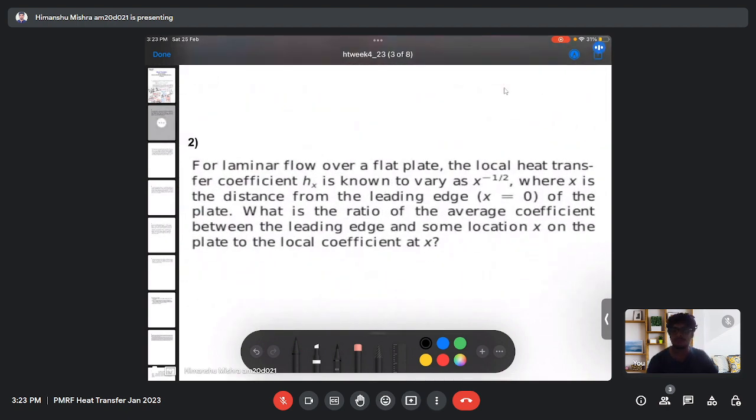So let's move to the next question. Here we have a laminar flow over a flat plate, and the local heat transfer coefficient hx is known to vary as x to the power minus 1 by 2, where x is the distance from the leading edge, x equal to 0, of the plate. What is the ratio of the average coefficient between the leading edge and some location x on the plate to the local coefficient at x? So here we need to define the average heat transfer coefficient. We have been given the local heat transfer coefficient.